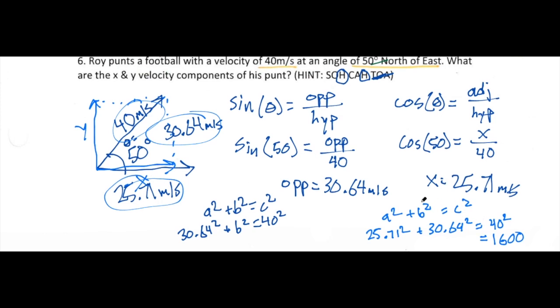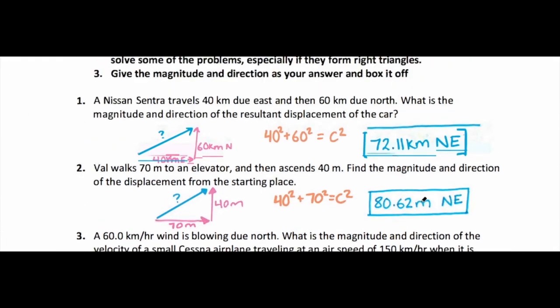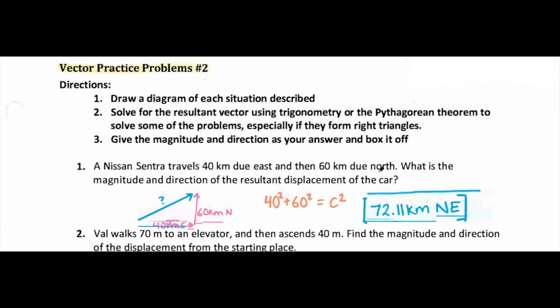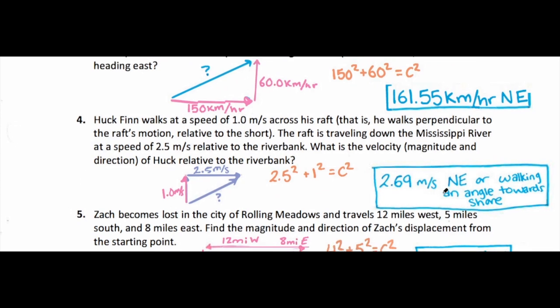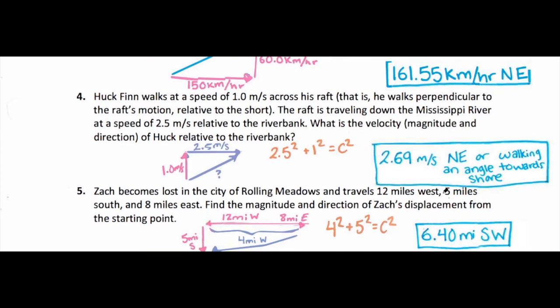All right, so last few. These ones I won't go over in depth because it's pretty much identical to what we've done in the past, just more practice. Get down to this one, realize it's telling us that we've got to deal with our velocity, magnitude, and direction. The weird thing about this one though is it says Huck Finn walks at a speed of 1 meters per second across his raft, perpendicular to the raft's motion.